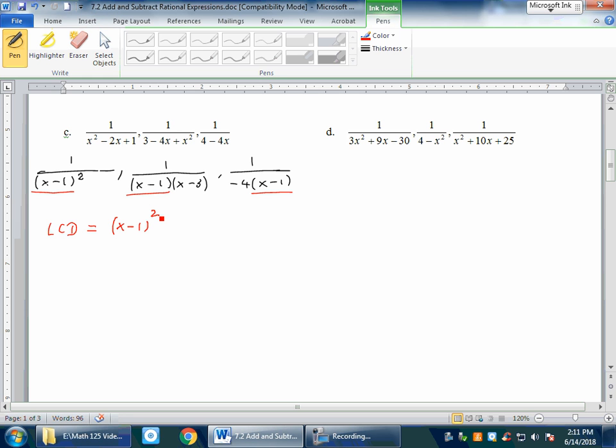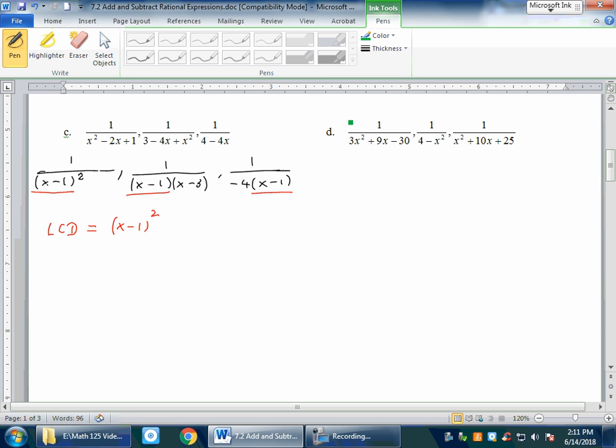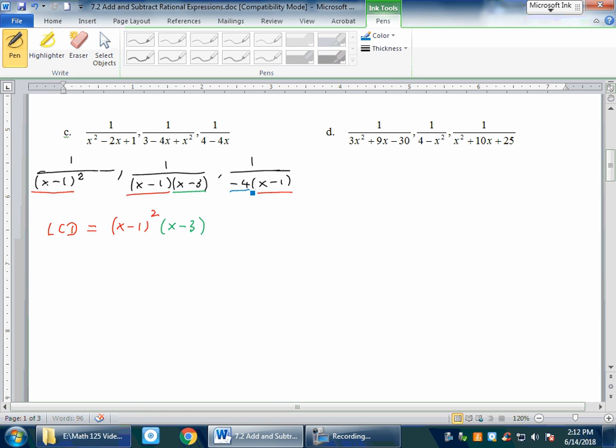That's the reason why I asked you to rewrite it in terms of exponents earlier. And then we continue looking at each other factor. So the next one will be x minus 3, and this is only in the second fraction. So this will be part of my LCD. And then finally, the last one is negative 4. This is the only factor, so also this will be part of my LCD. So now we get our least common denominator.